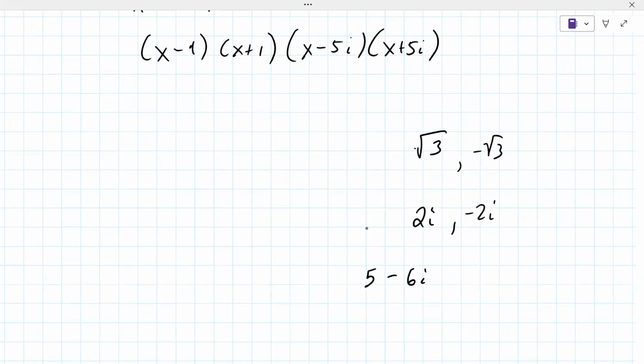5 minus 6i, 5 plus 6i. It's always the operator that changes. Got it. Otherwise, you can't do any of these problems. You don't have enough information to find the roots. Got it. Let me pull up the next question.